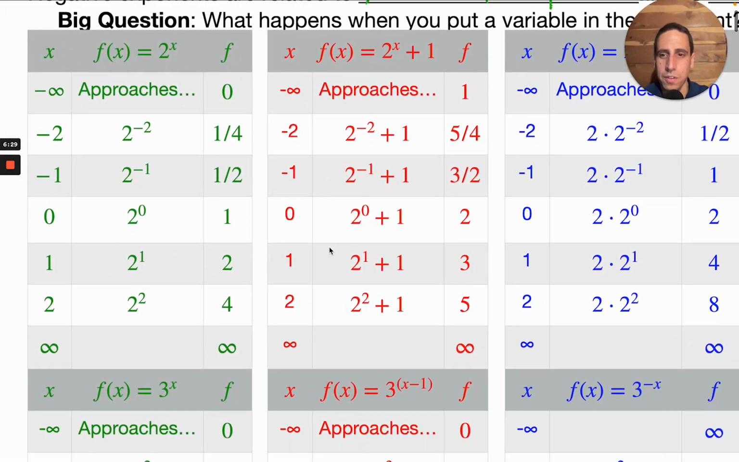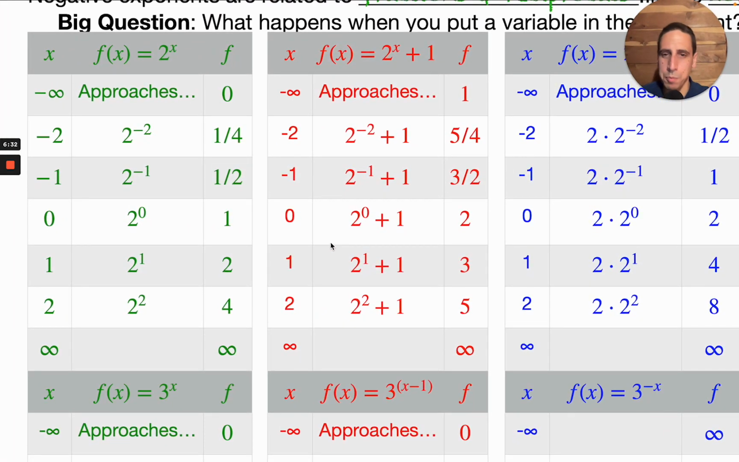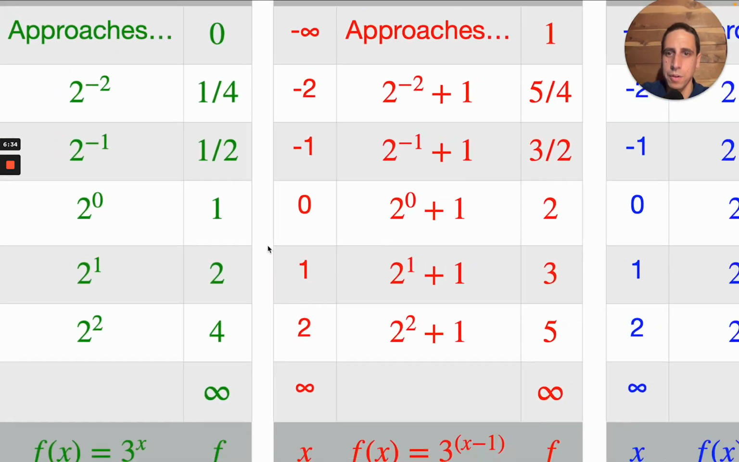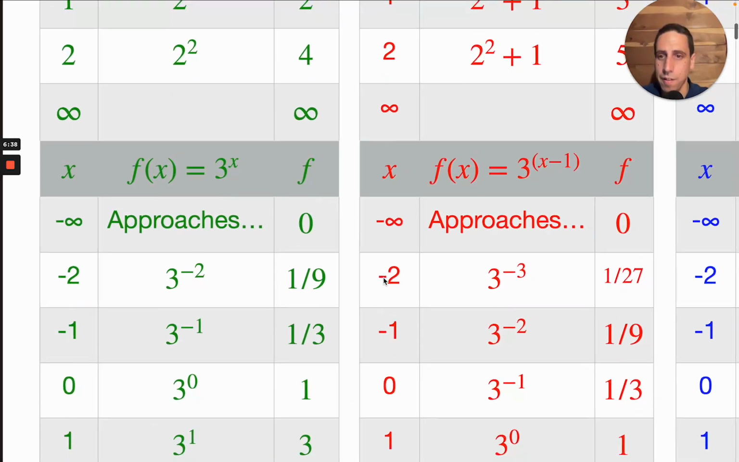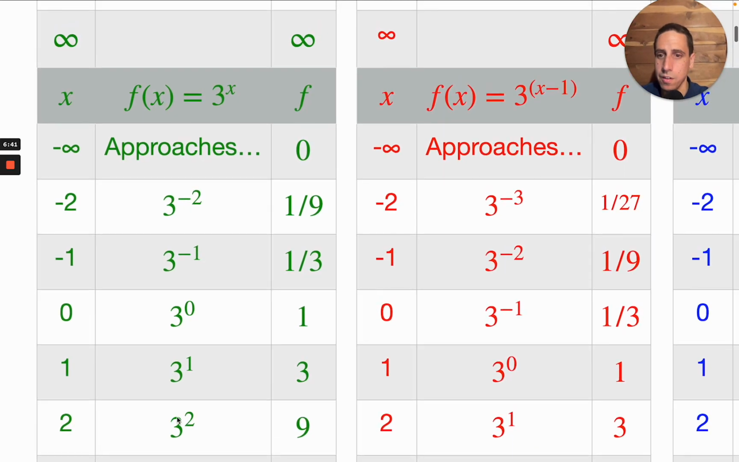Let's do a few more of these. I'm going to change up the base a little bit. Everything above was base 2. Now we're going to look at base 3. So, meaning, here, this is f of x is equal to 3 to the x. This is 3 squared. The input is 2, so it's going to be 3 squared, which is 9. 3 to the first power is 3. 3 to the 0 power is 1. And, of course, anything to the 0 power is going to be equal to 1.